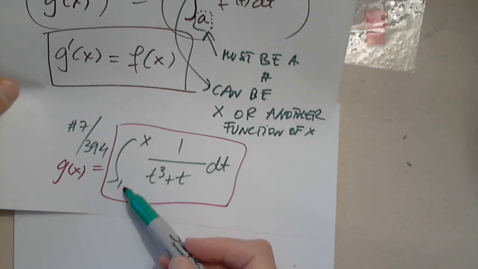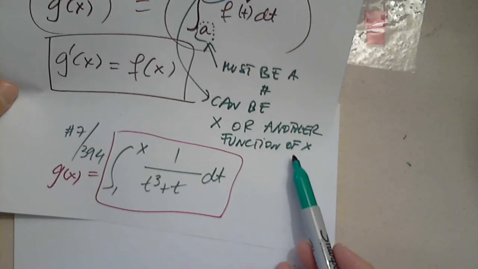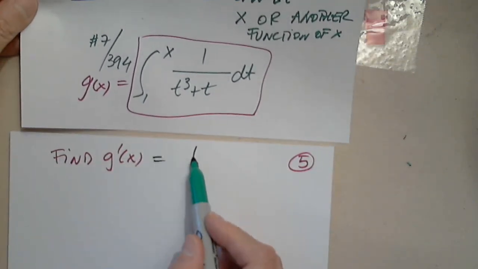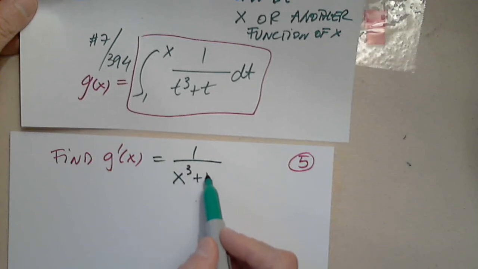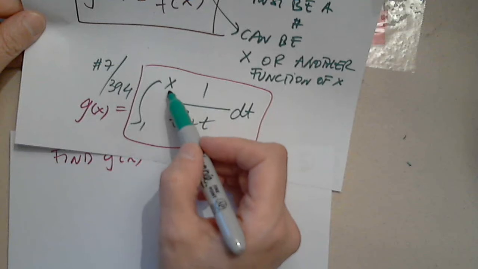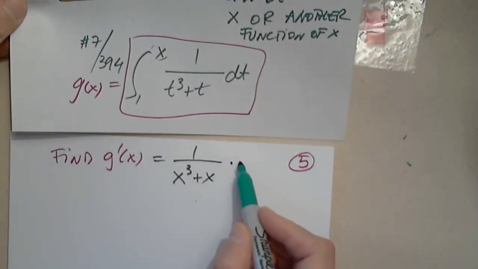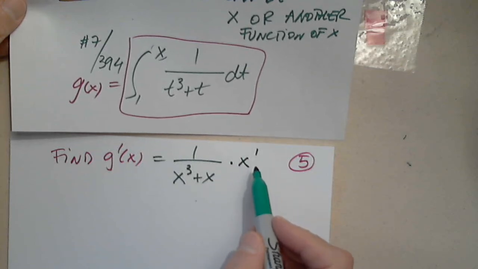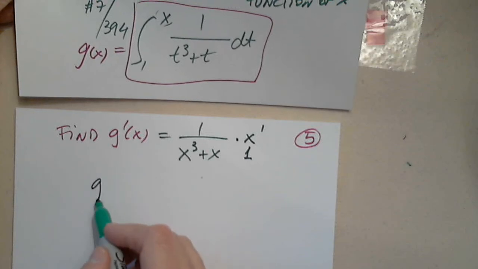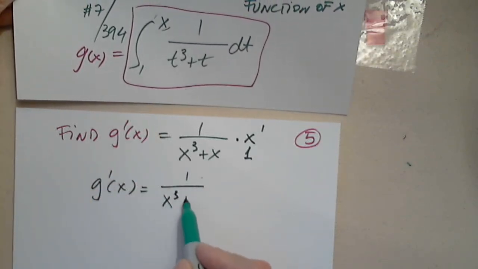...is a number. And I have to make sure that the upper limit is x or a function of x. So I differentiate both sides, and all I get is this, and nothing else. Now, if this is a function of x, I would have multiplied by that function prime. But there is no need because this is 1. So the derivative of this function is 1 over x to the third plus x.